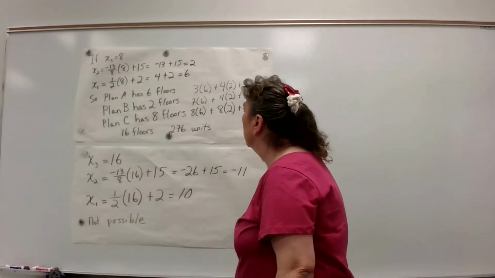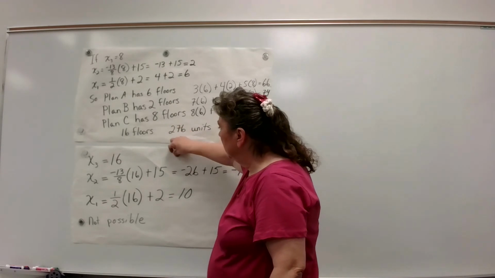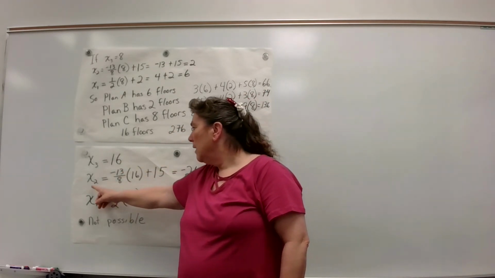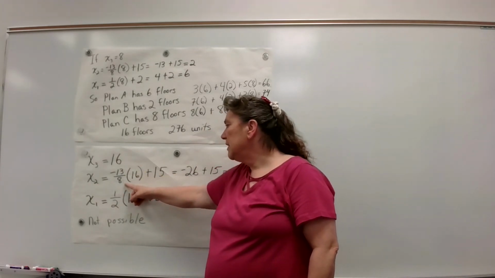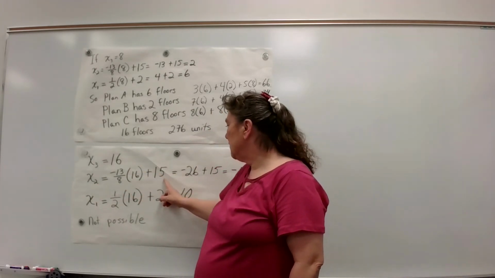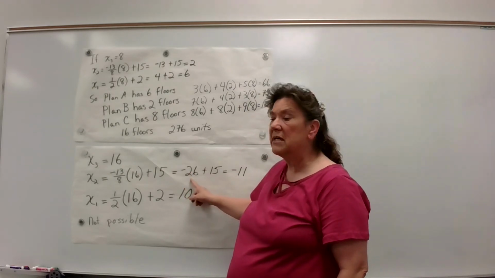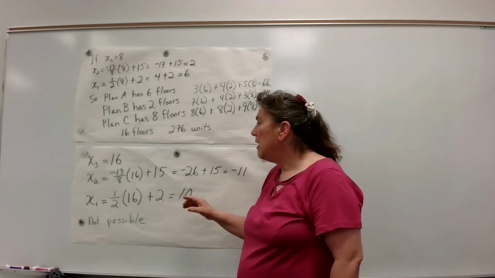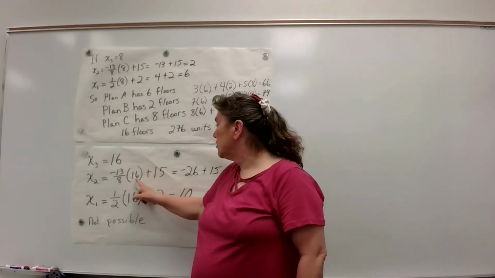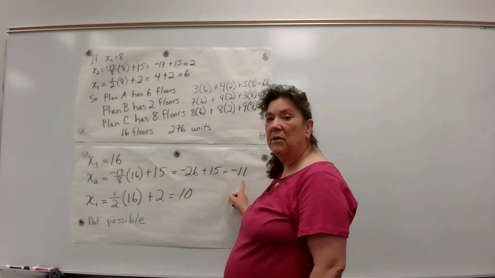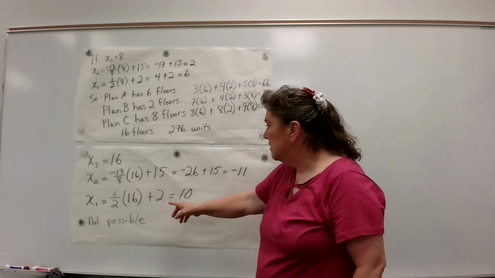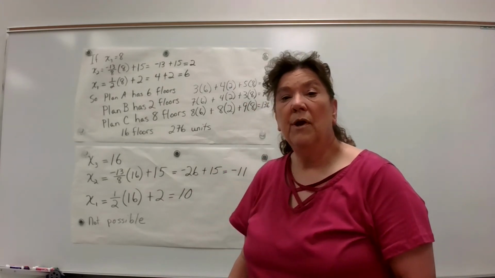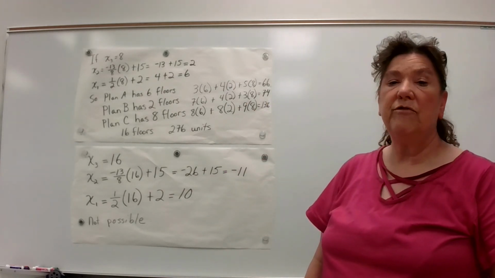Okay, so what happens if we choose that? X sub 3 is 16. What's going to happen? X sub 2 is negative 13 eighths times 16 plus 15, which is a negative 26 plus 15, which gives you a negative 11. Anything larger than this is just going to make this negative number become larger and larger. And then, of course, the other two will get larger and larger positive. But that's a problem. You cannot have a negative number of floors.